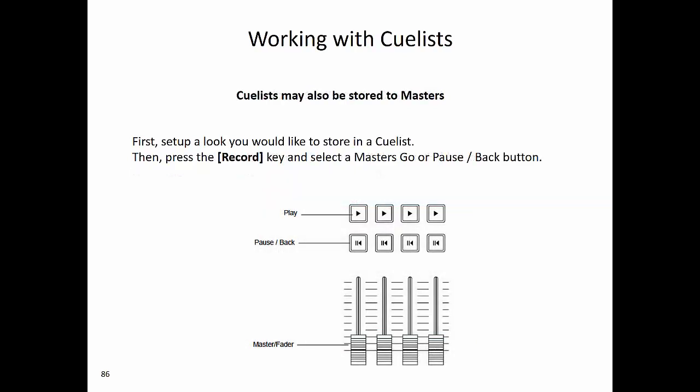Cue lists may also be stored to masters or faders. Again, first set up a look you would like to store in a cue list, then press the record key and select a master's go or pause back button. This will not only create the cue list and the cue, but it will assign it to the playback master at the same time.